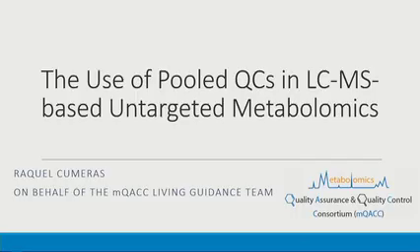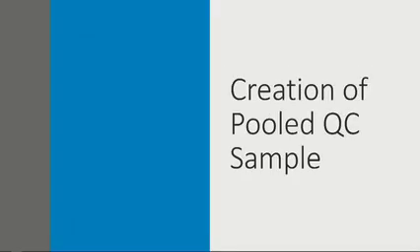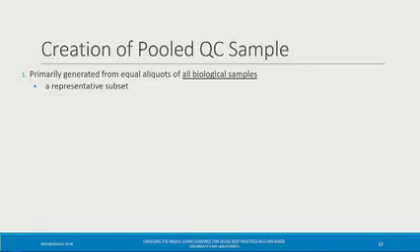So now I will go into the use of the pool QCs in LCMS-based untargeted metabolomics. First of all, the creation of the pool QC samples. It's primarily generated from equal aliquots of all biological samples. It's a representative subset. It's also dependent on the time of creation and matrix dependent.